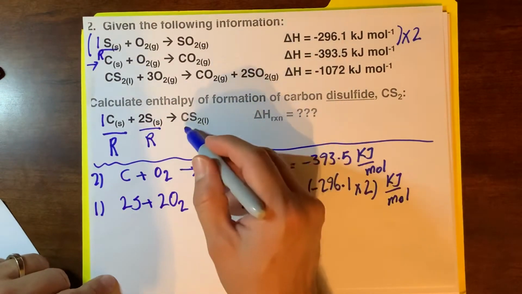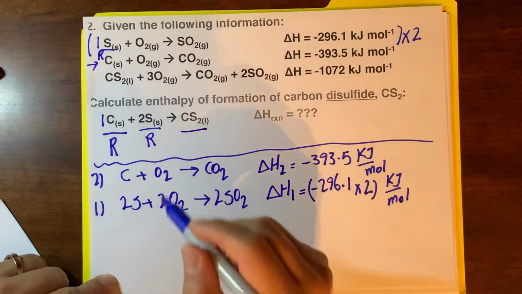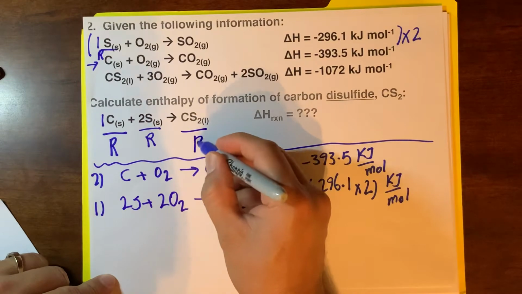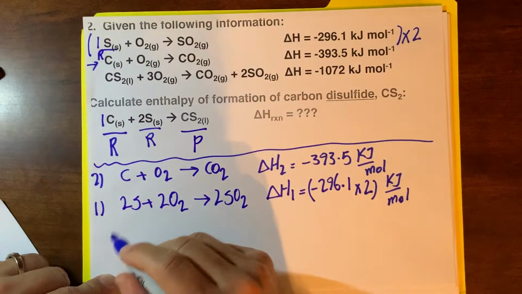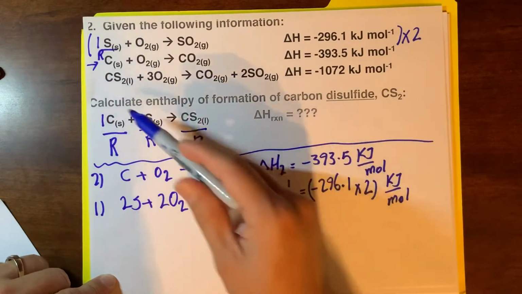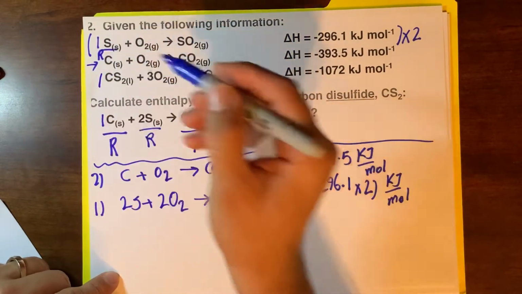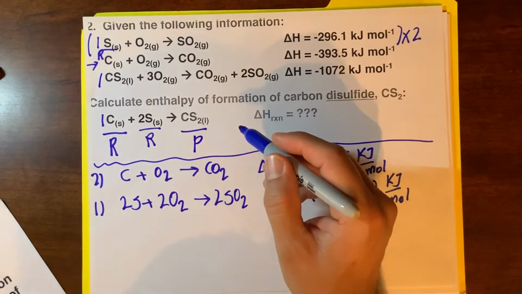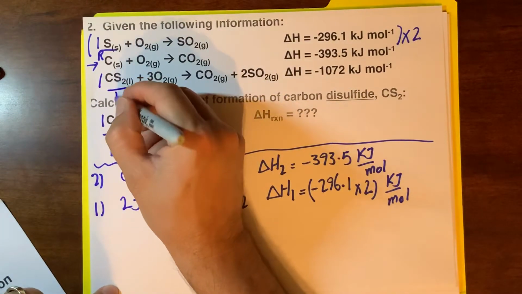How about the third compound? The third compound is a product. So you say product. What's the source for it? It is the third reaction. The third reaction has 1 mole of CS2, but on the reactant side.